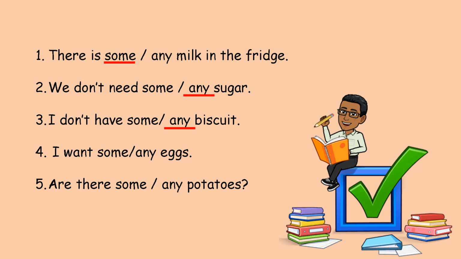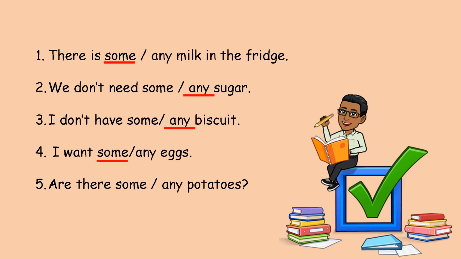Now, number 4. I want any eggs. You say I want some eggs, or I want any eggs. Now, what type of sentence is this? This is an affirmative sentence. So for affirmative sentence, you have to choose some. I want some eggs.